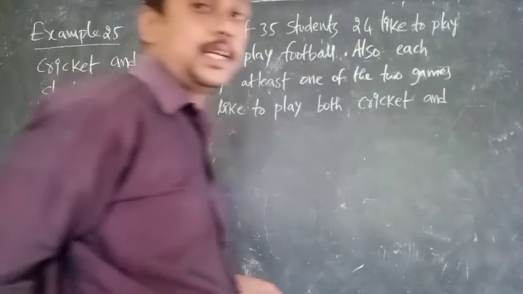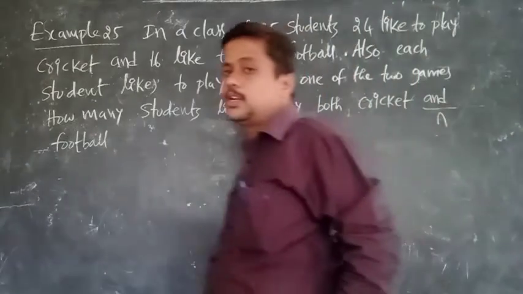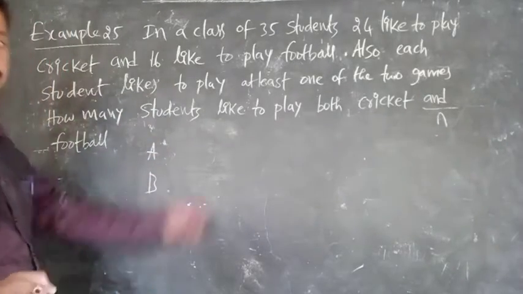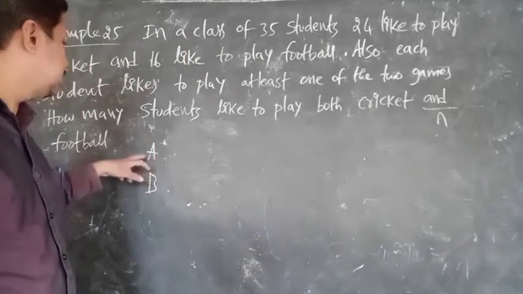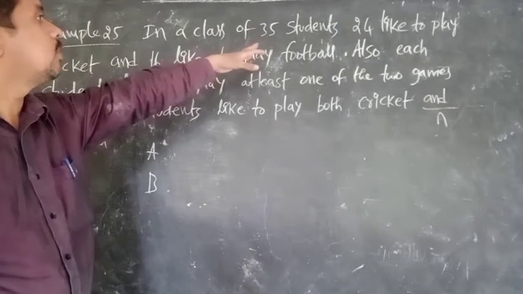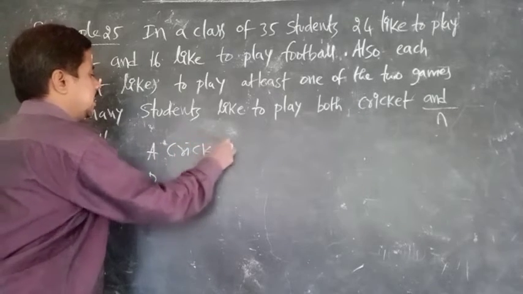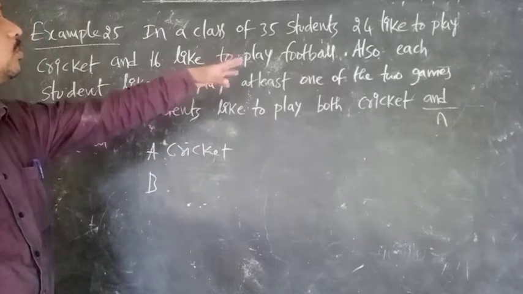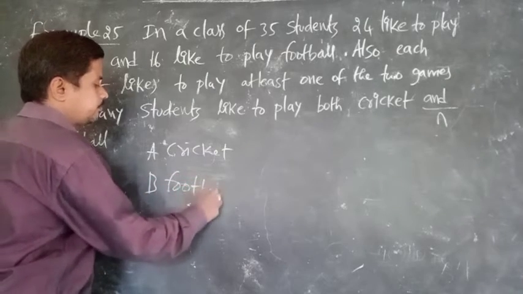And means what? Intersection, already told now. So here we have to consider set A and set B. Otherwise cricket C, football F, you can also consider. As your wish. So A is the set of students who like to play cricket, and let B be the set of students who like to play football. Understood or not?